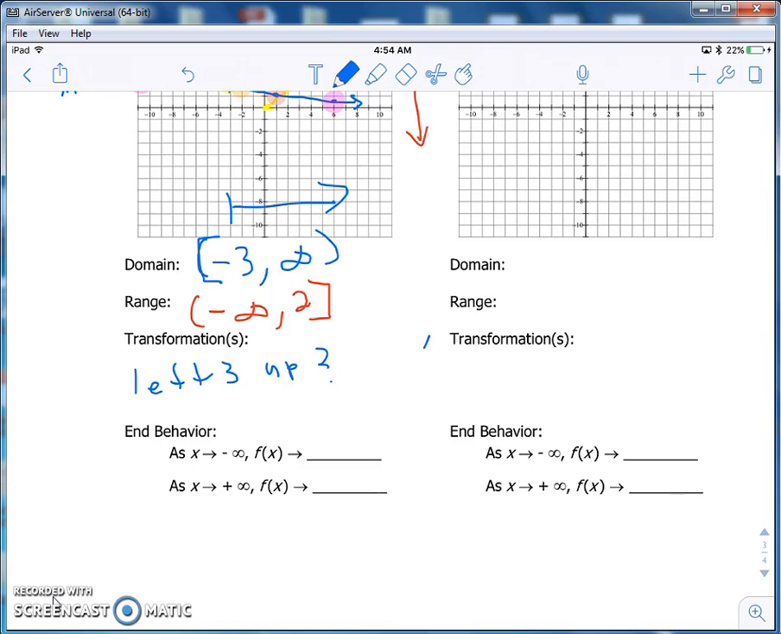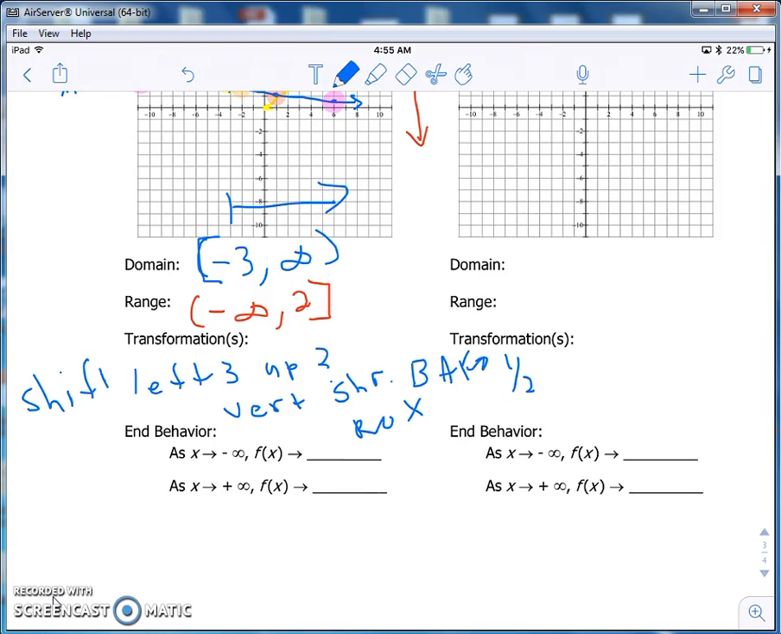So we had a shift and vertical, not stretch but shrink, wasn't it? Vertical shrink by a factor of 2, or a factor of 1/2, however you want to say it. And we had a reflection.